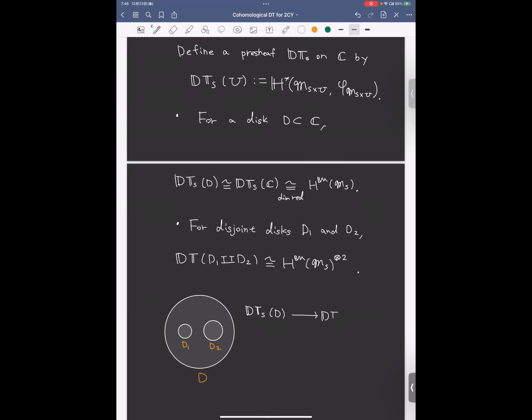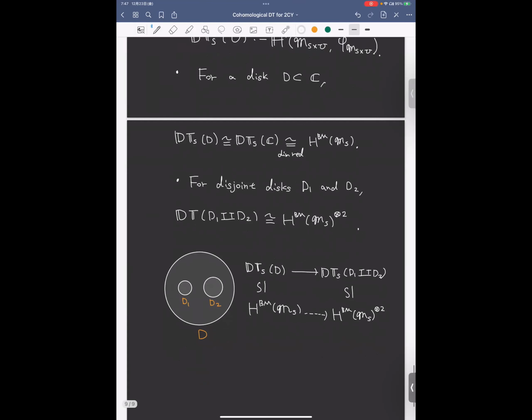So we consider this restriction morphism. Then by the first property, this one is isomorphic to the Borel-Moore homology of M over S. And this one is isomorphic to the Borel-Moore homology of M over S tensored with itself. So we obtain a morphism from here to here. And this defines a co-multiplication on the Borel-Moore homology.